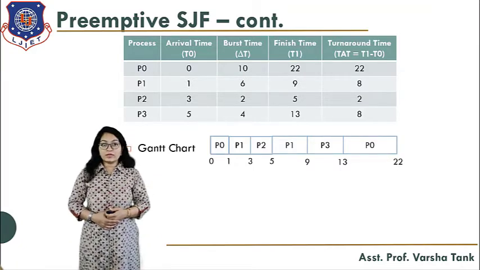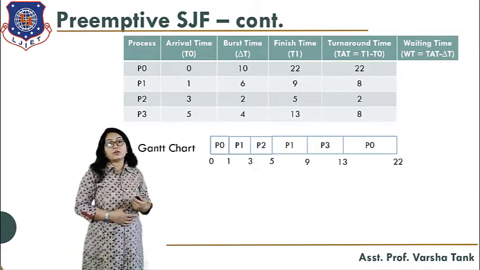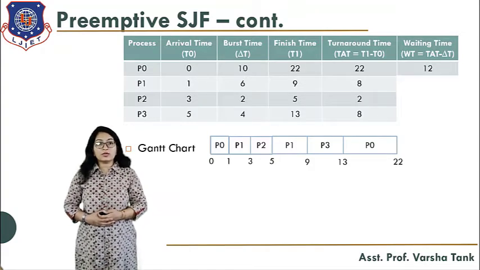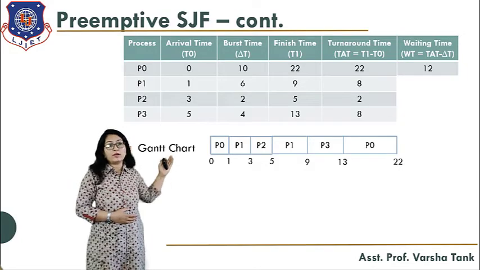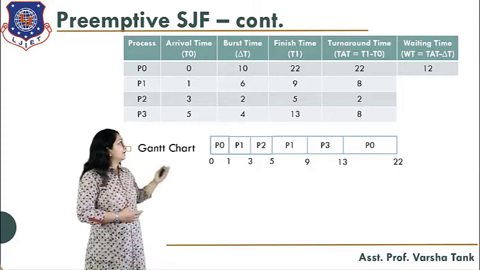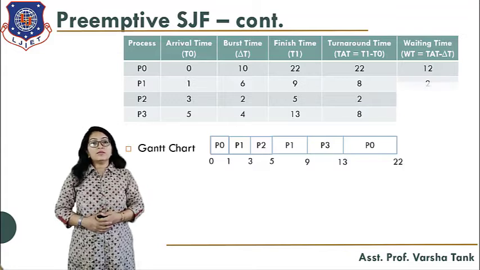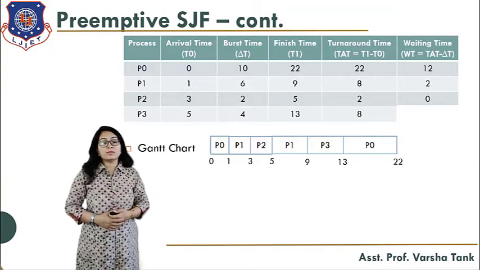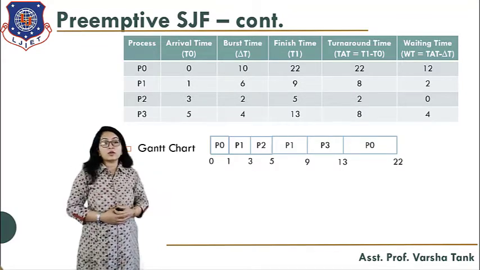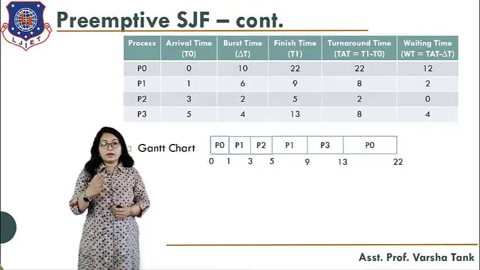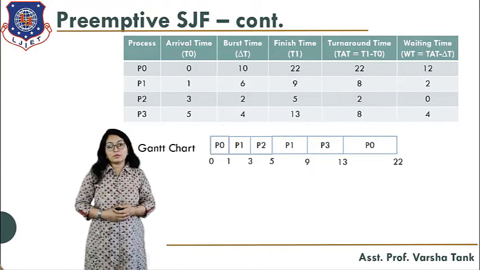Now let's find out the average waiting time. For waiting time, you have to subtract the burst time from the turnaround time. So here you can see for the process P0 it is 12. Why? Because its total turnaround time is 22 and its burst time is 10. So the process waited a total of 12 milliseconds. Same way for P1 it is 2, for P2 it is 0, and for P3 it is 4. Why is it 0 for P2? Because when the process comes at its arrival time of 3, it is immediately assigned for execution. So there is no waiting time for the process P2.